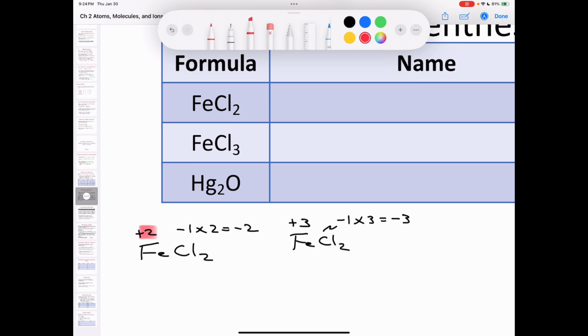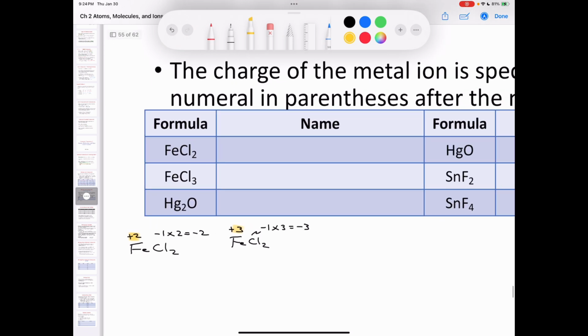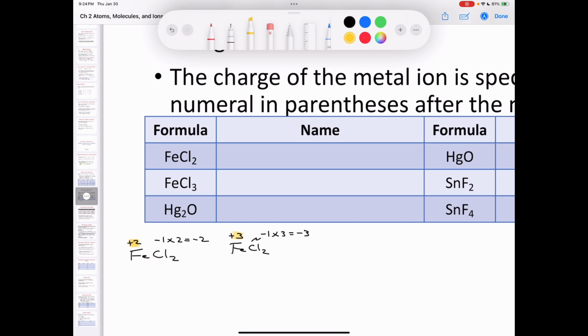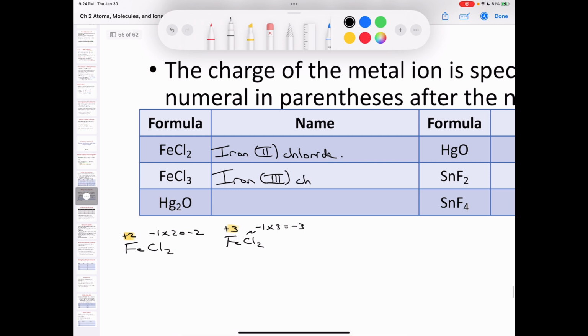So how do I distinguish between the iron +2 and the iron +3? Again, we use Roman numerals. And so for the first one, we're going to call it iron 2 chloride. And the second one, we're going to call it iron 3 chloride. So you've got to maybe brush up on your Roman numerals.